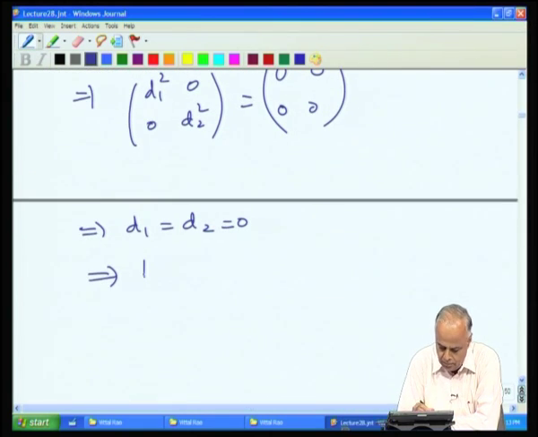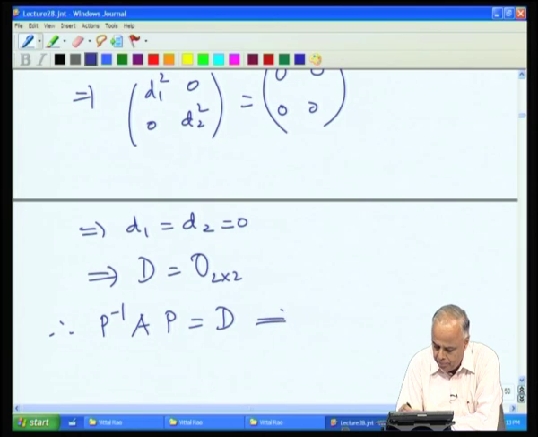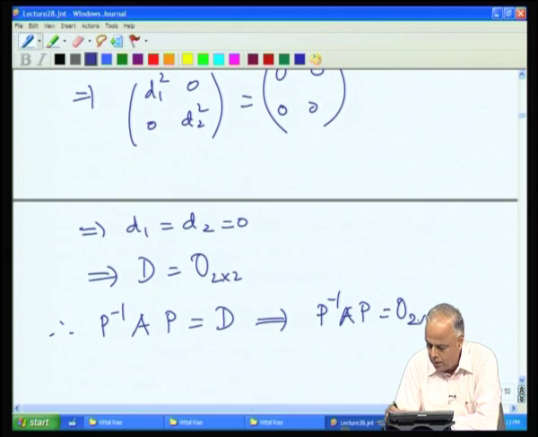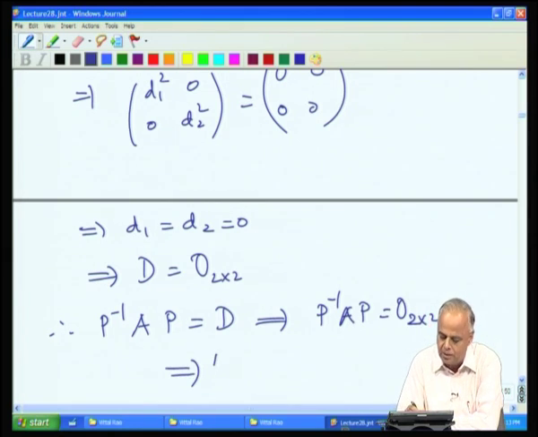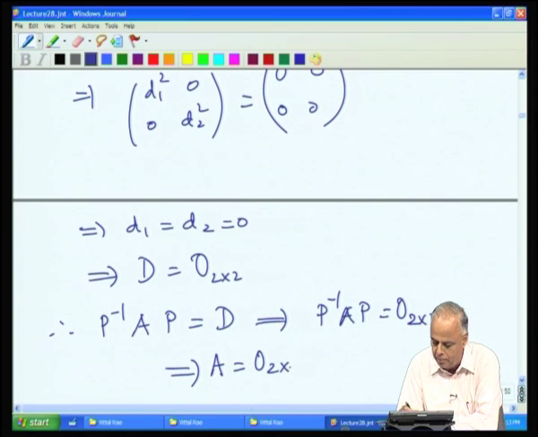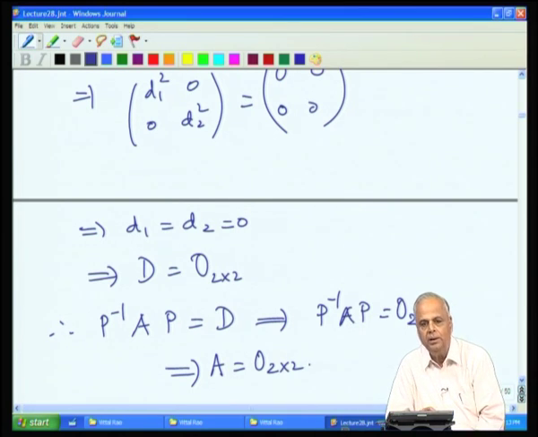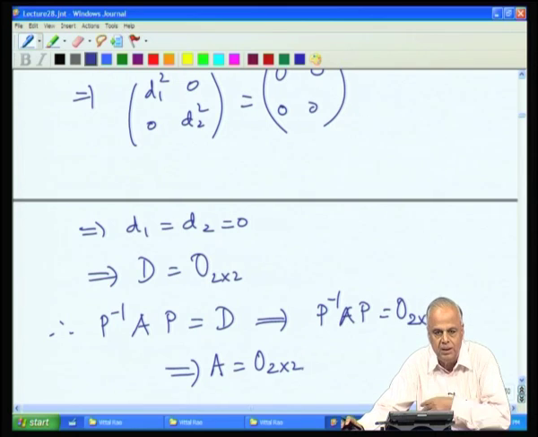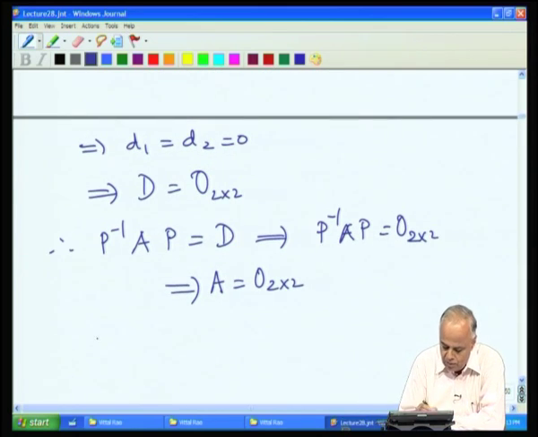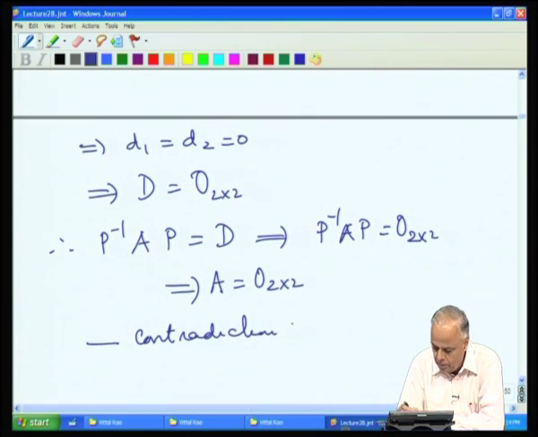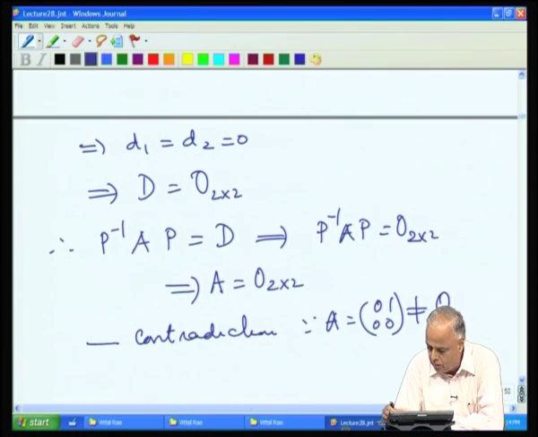and hence we get D equal to the 0 matrix, and therefore, P inverse A P equal to D implies P inverse A P is the 0 matrix, and once again taking the P's to the other side, we get A is the 0 matrix. But that is a contradiction, because we are given that A is the matrix 0 1 0 0, which is not the 0 matrix.